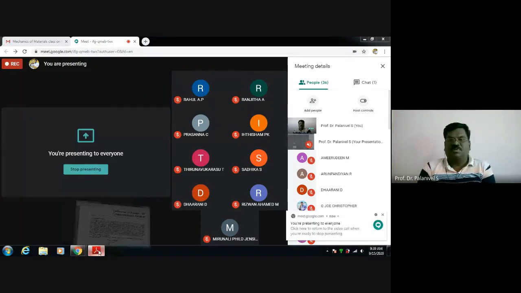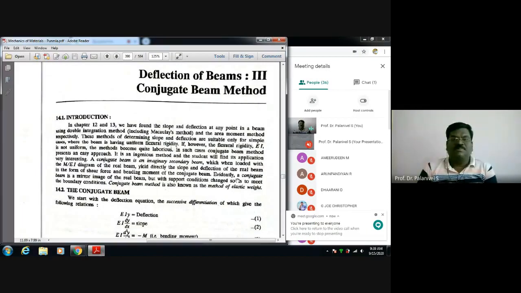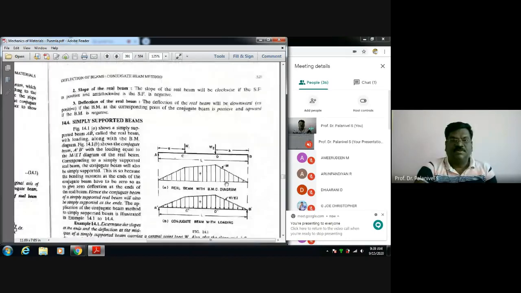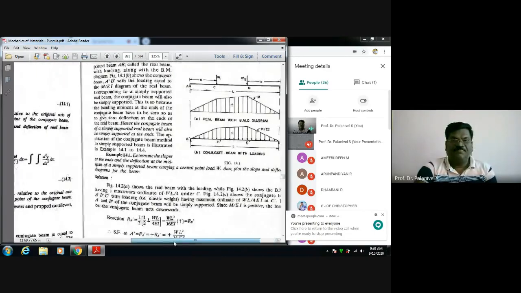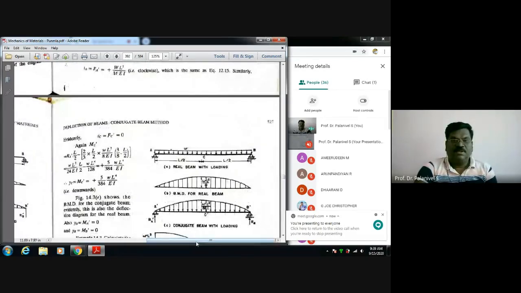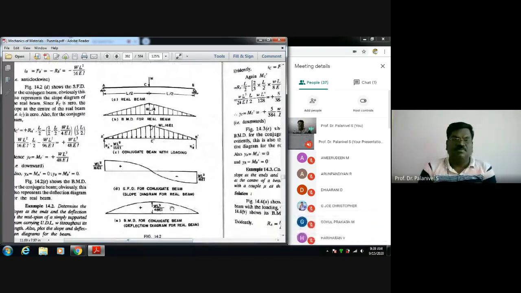This is the textbook page of Dr. B.C. Punmiya, Mechanics of Materials. Here the author has explained the conjugate beam method, as I explained to you. Coming to the problems, in the first problem he has discussed a simply supported beam with a point load at the center.